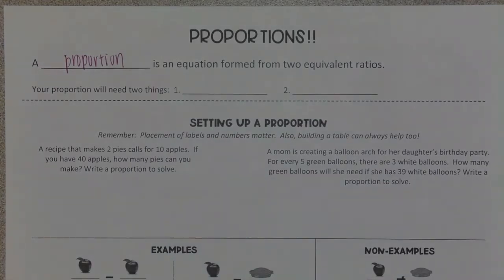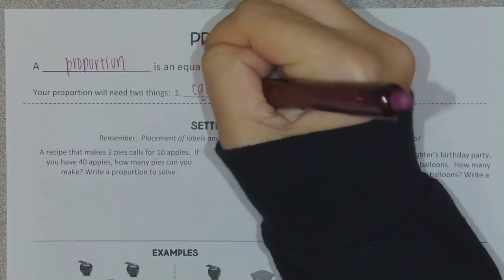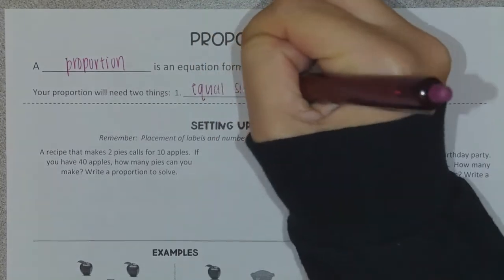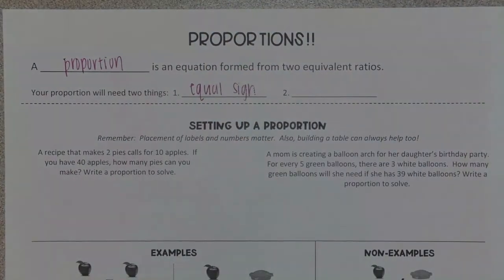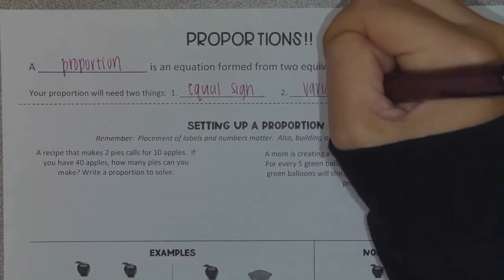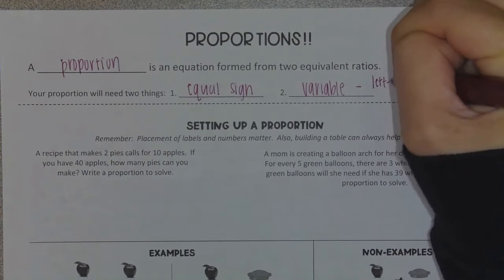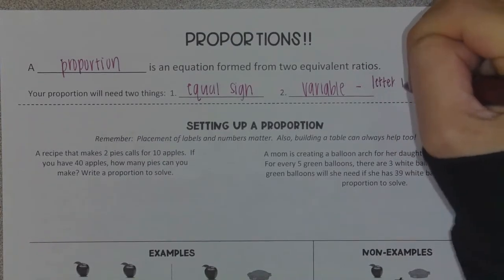So in order to create a proportion, we're going to need two things. The first one is we have to have an equal sign. That's what makes it an equation. Equations have equal signs. And the second thing that we're going to need is a variable. Remember, variables are a letter that represents an unknown number.